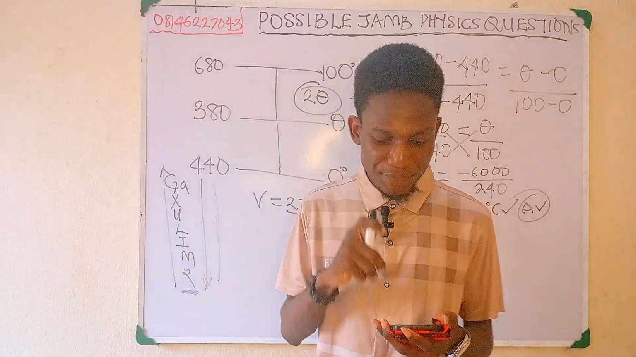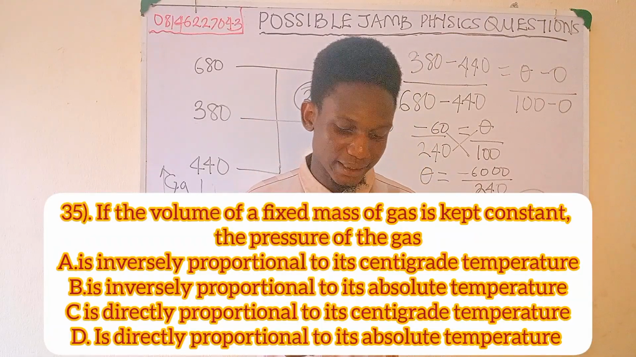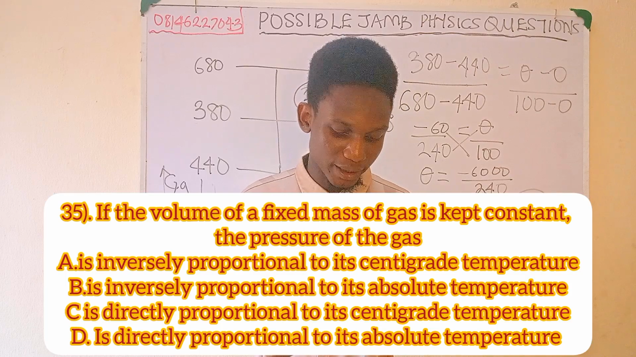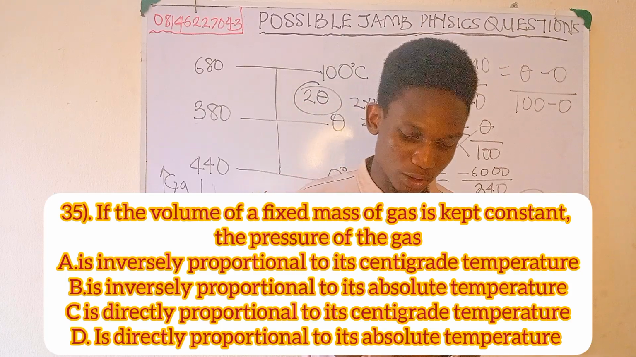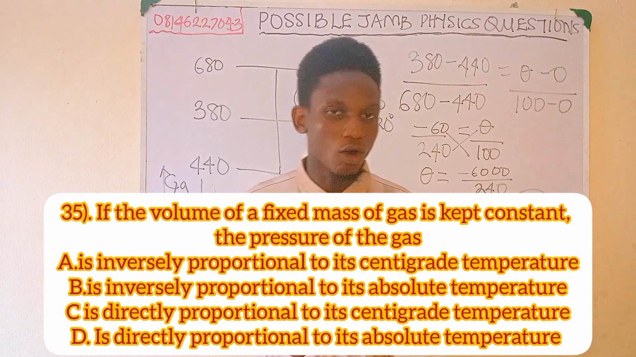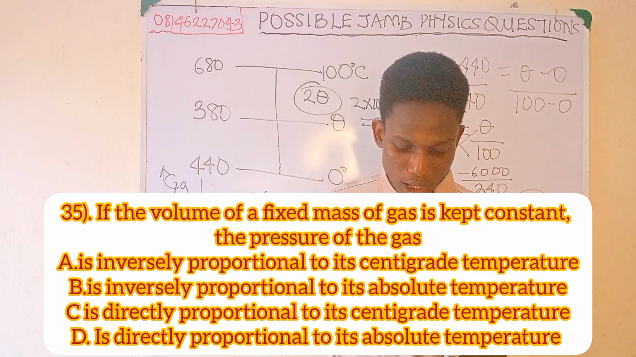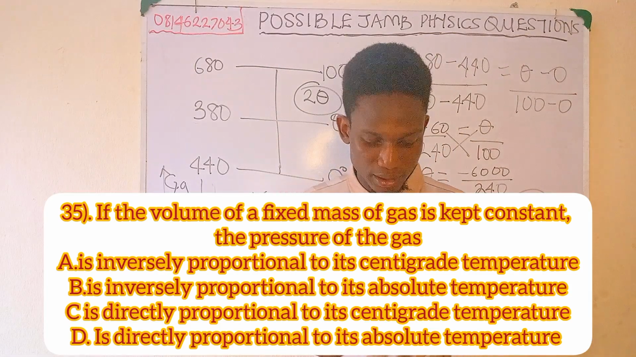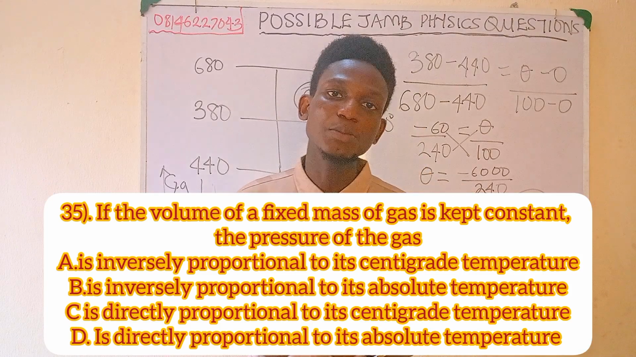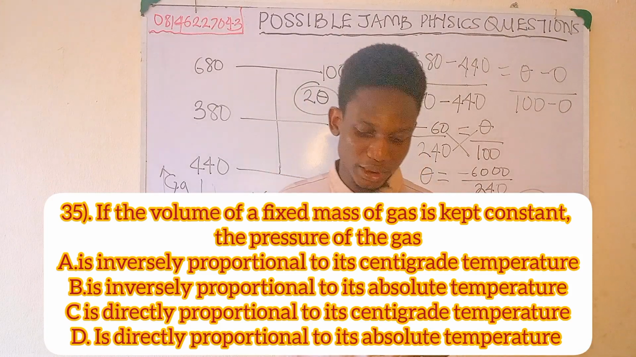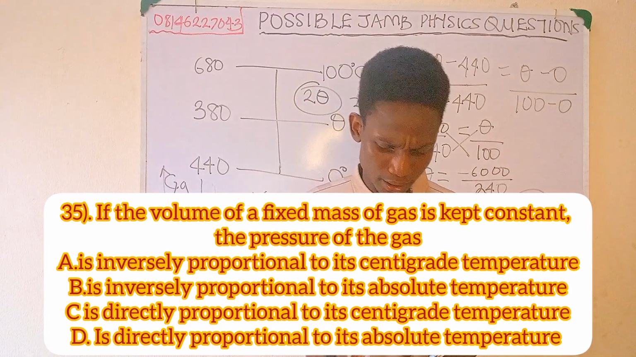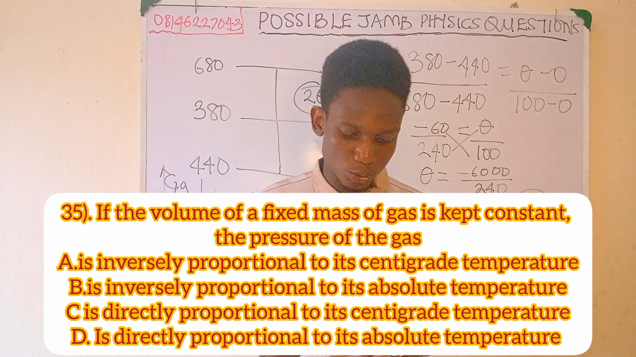Now, the next question says, if the volume of a fixed mass of gas is kept constant, the pressure of the gas is dash. Option A: inversely proportional to its centigrade temperature. Very wrong. Option B: it's directly proportional to its temperature. Option C: inversely proportional to its absolute temperature. Very wrong. Option C is directly proportional to its centigrade temperature. Okay. Option D is directly proportional to its absolute temperature.